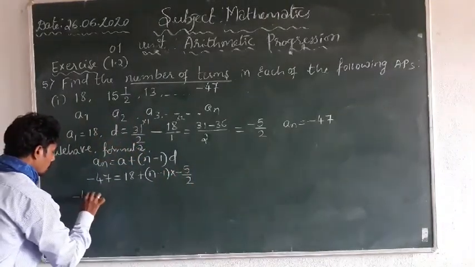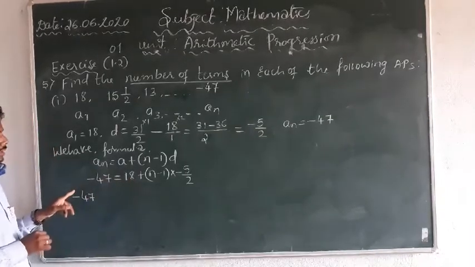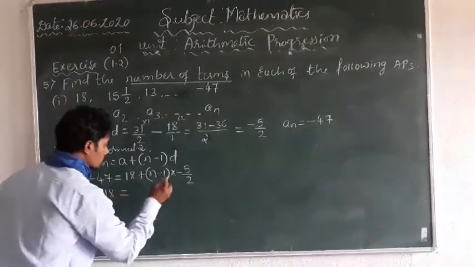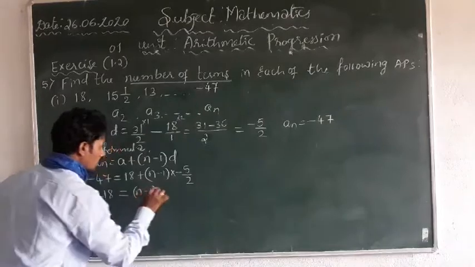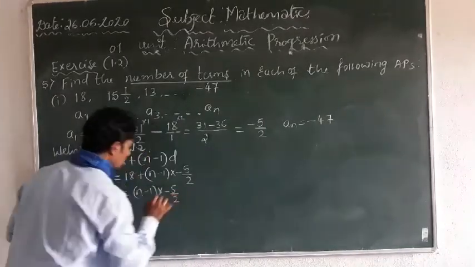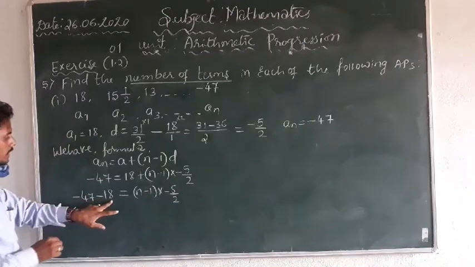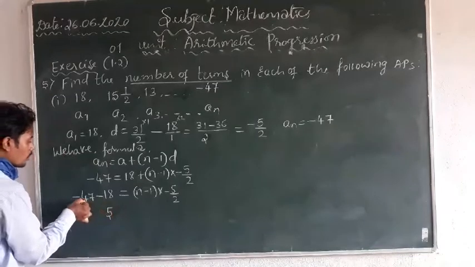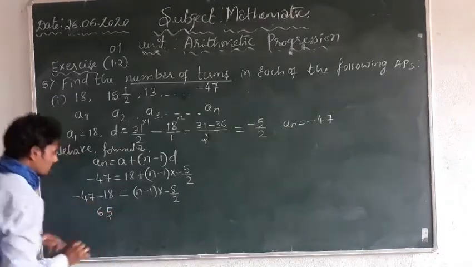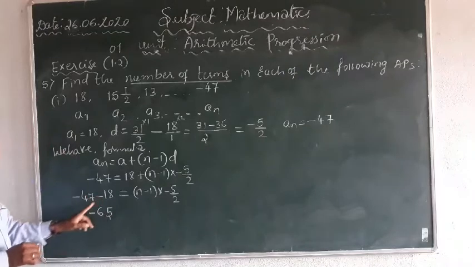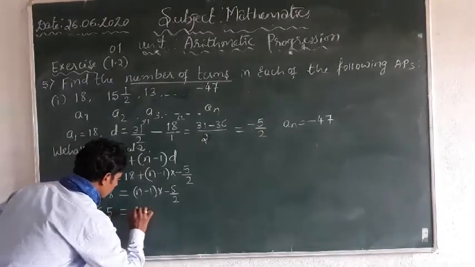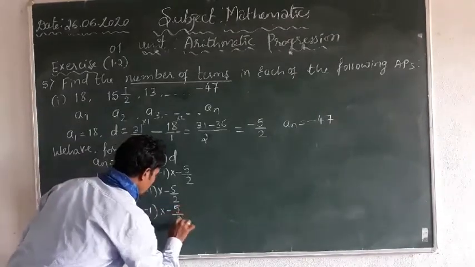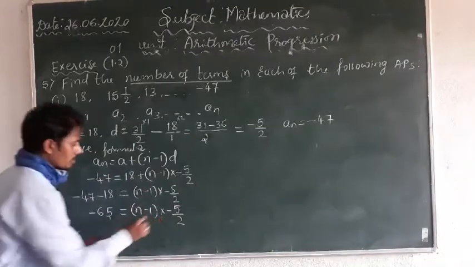Minus 47 minus 18, transposing to the left side, is equal to n minus 1 into minus 5 by 2. Minus 47 minus 18: 8 plus 7 is 15, 1 and 4 is 5, 5 plus 1 carries 6. Minus 65. Like signs should add. Minus 65 is equal to n minus 1 into minus 5 by 2. Both sides have a minus sign, cancel it.